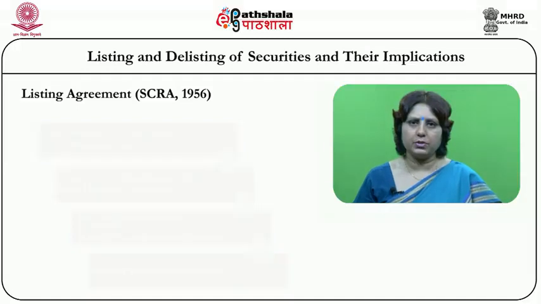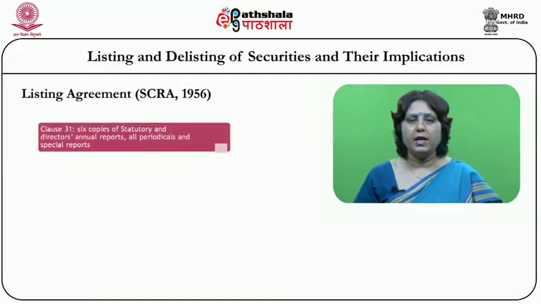Clause 31 is a procedural type of clause, and it says that without application made by the stock exchanges, 6 copies of the statutory and directors annual reports, periodicals, special reports, notices, resolutions, circulars relating to new issue of capital, everything has to be given to the stock exchange, and 3 copies of all notices, call letters or circulars which are sent to the shareholders or to the creditors or to the debenture holders in connection with the scheme of arrangement or reconstruction, merger, amalgamation, etc. has to be sent to the stock exchange.